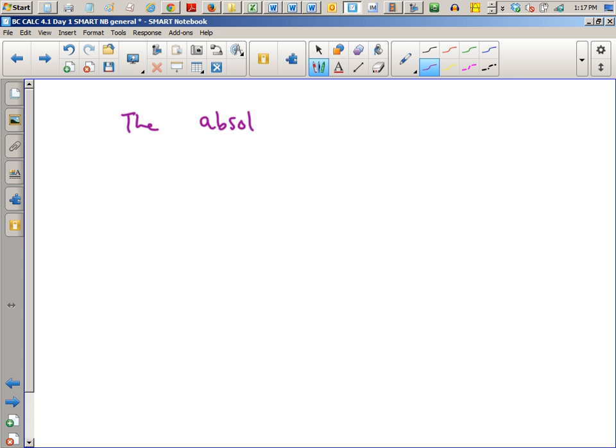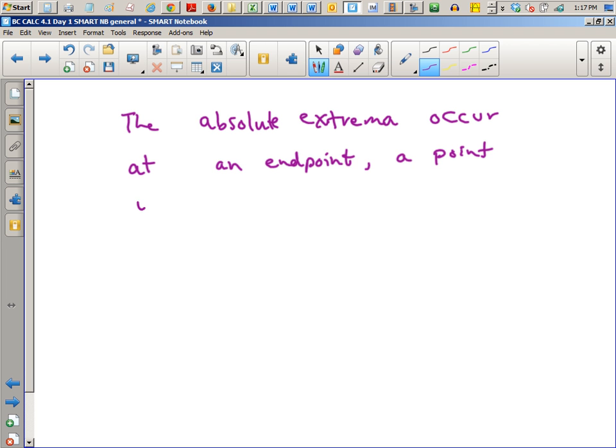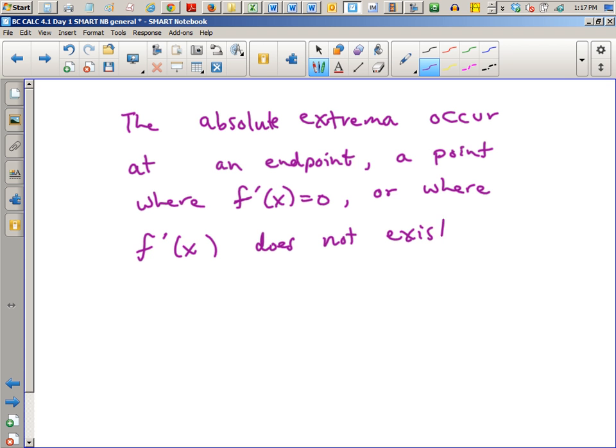The absolute extrema, that means absolute max or min, occur at, and there are 3 possibilities: an endpoint, a point where the derivative is 0, or there's a third case where f prime does not exist. A sample graph will show that.